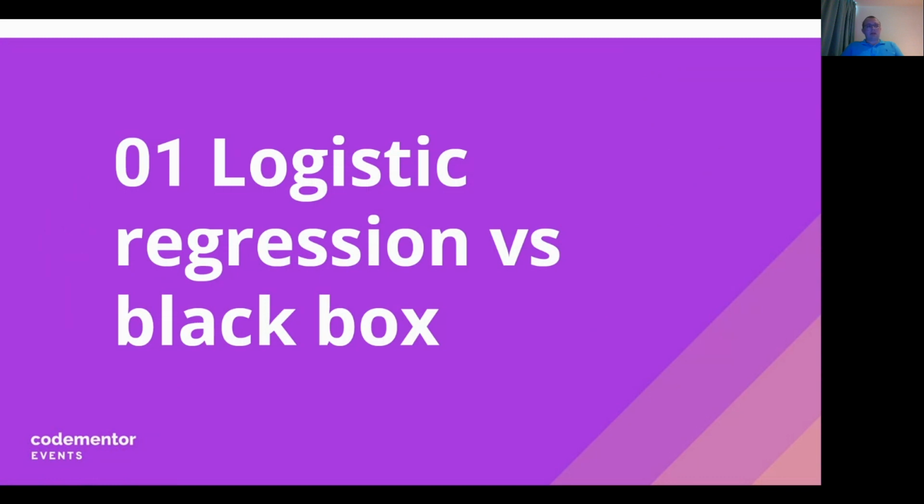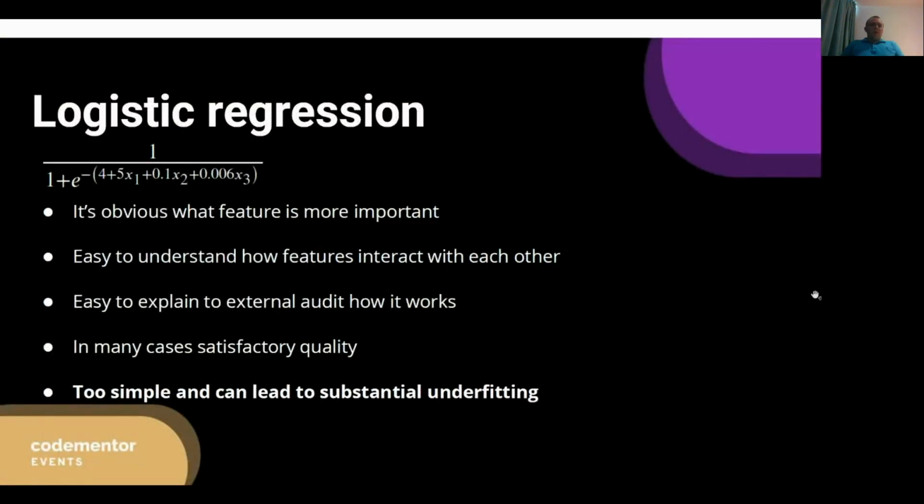Sometimes very clever people, like Codementor 10 PhD, can use logistic regression. And why do they do it, and why do all these banks not like black boxes? First of all, logistic regression is something very, very simple, very basic. It can be described easily by this formula. It's a sigmoid of some linear combination of features.